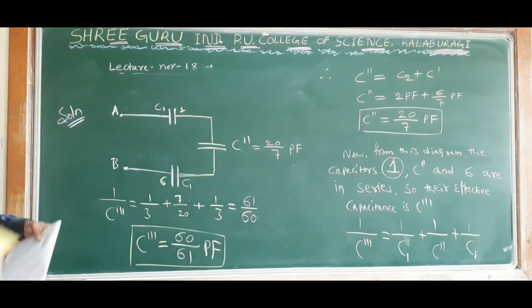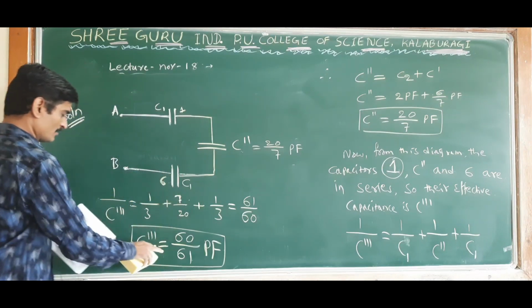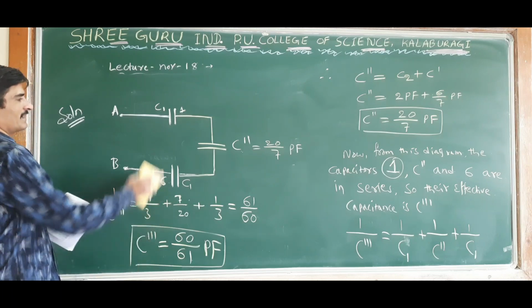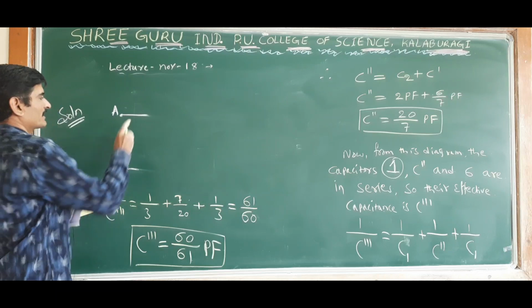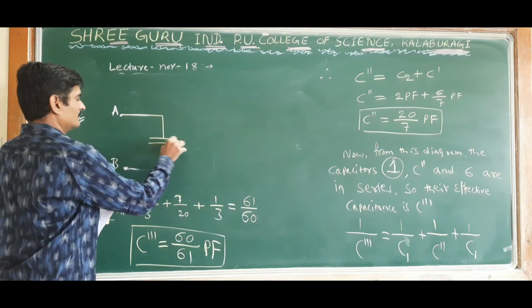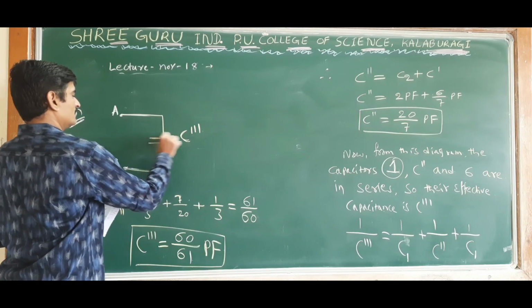Further you can draw one more diagram. These three capacitors together will act as C triple dash. So finally you will get only one capacitor, and that capacitor is C triple dash. Understood?